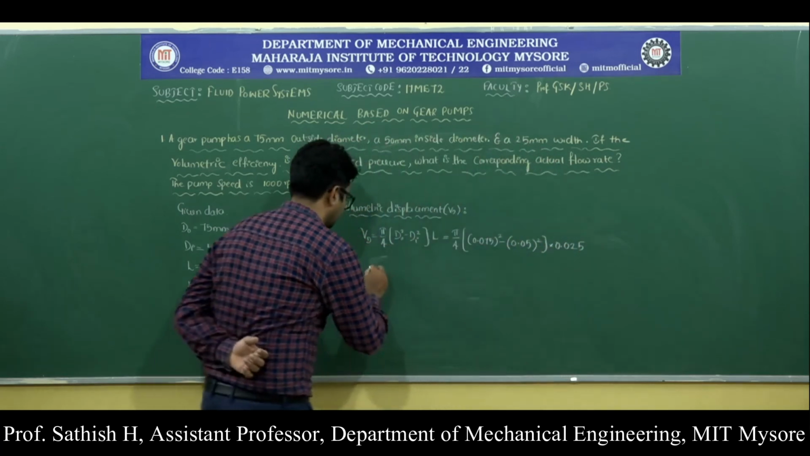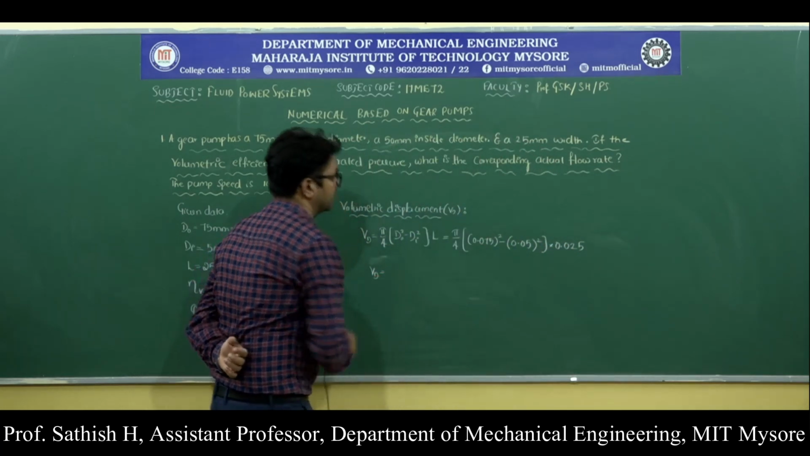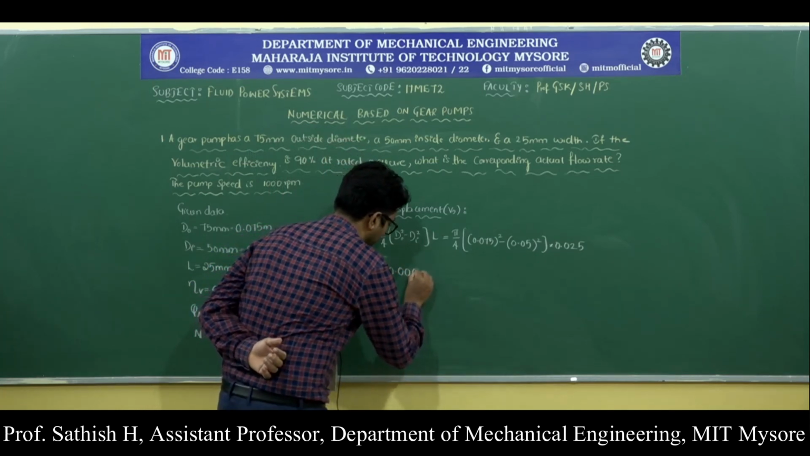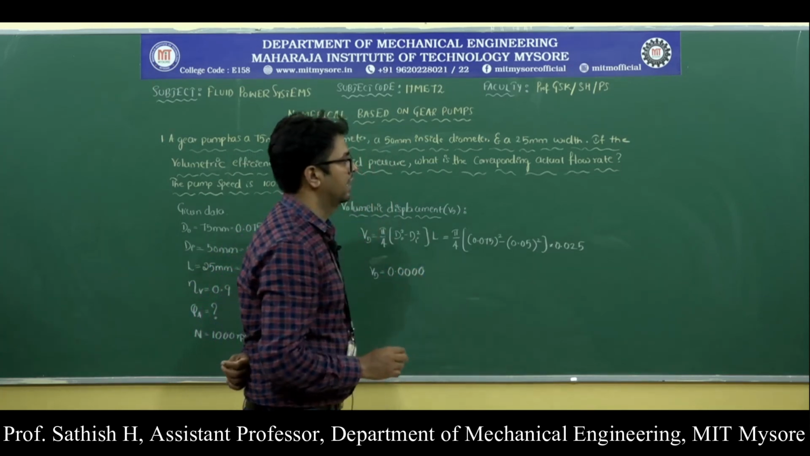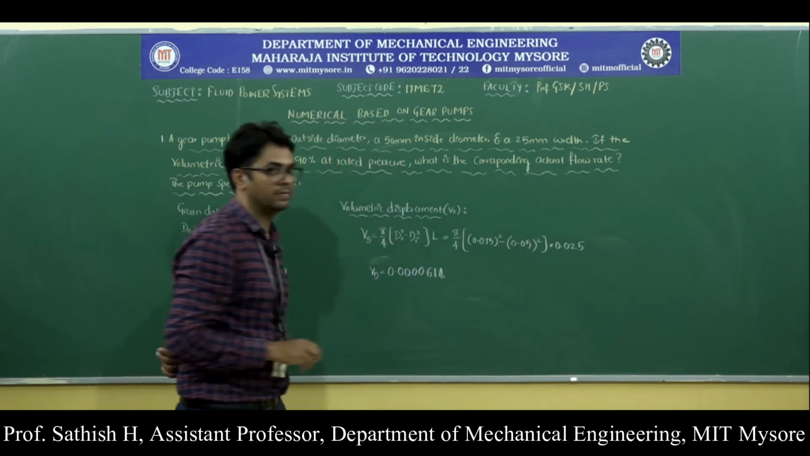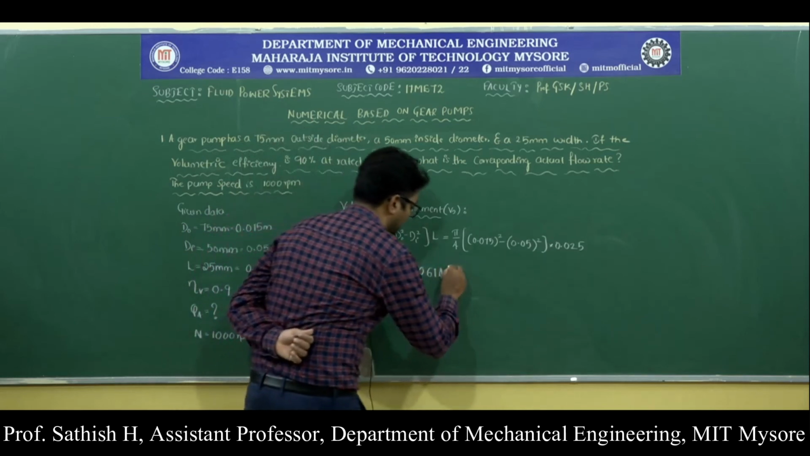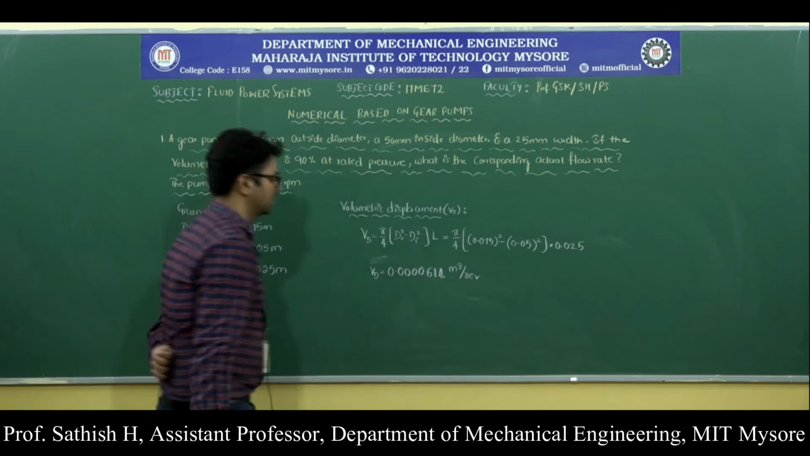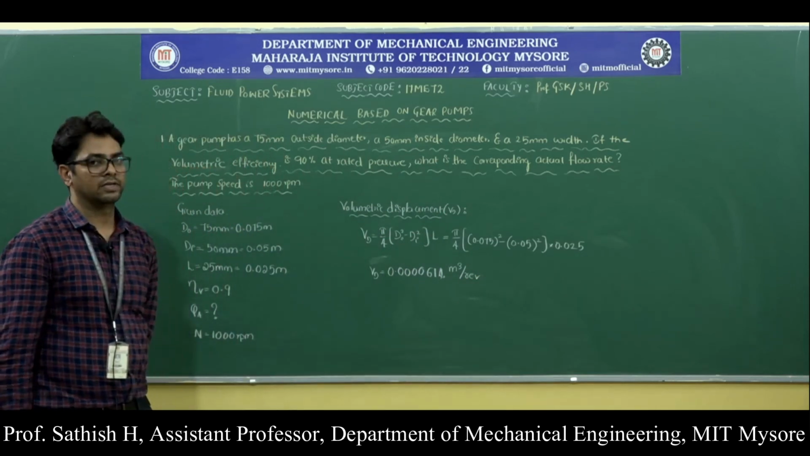If you simplify this, you will get Vd is equal to 0.000064614. The units for volumetric displacement is meter cube per revolution. So this is the volumetric displacement of the pump.